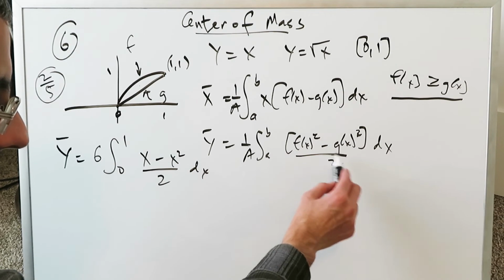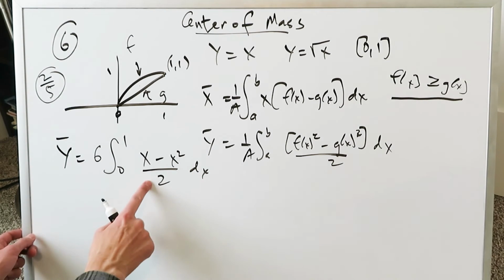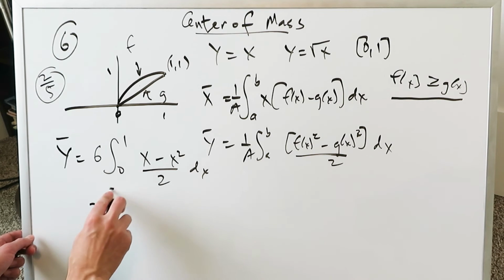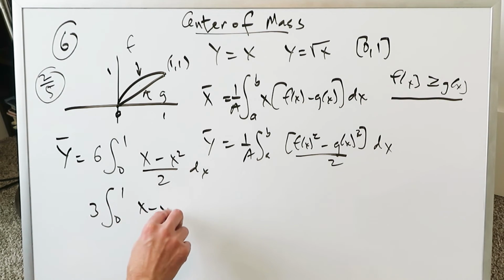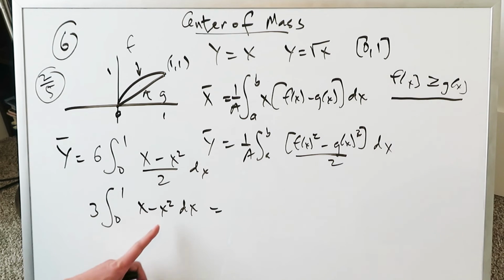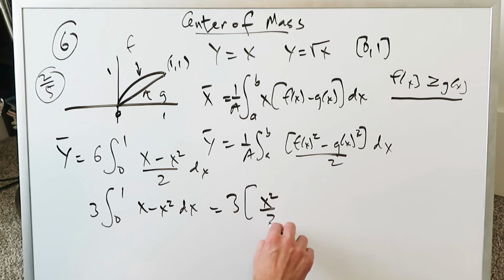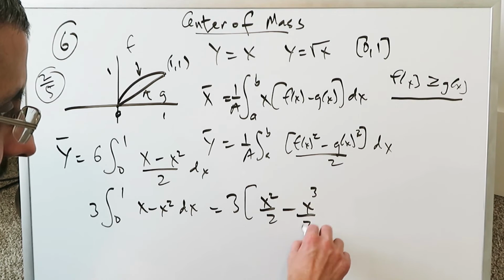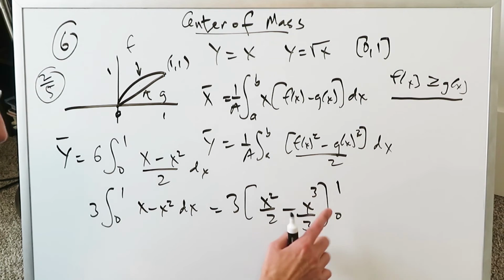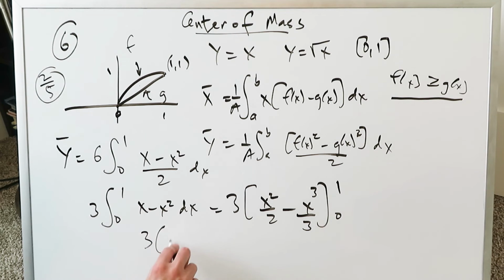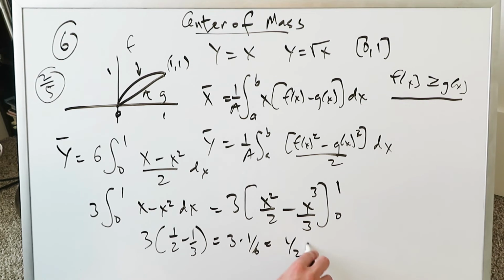X squared, well, you have this 2 in the bottom. Don't forget this 2 divided by 2. This divided by 2 can come out here and make that 3. You're looking here from 0 to 1, x minus x squared dx. Now this is not hard. You have 3 times x squared over 2 minus x cubed over 3, from 1 and 0. Because of the nature of these limits, they're so easy, you're really looking at 3 times 1 over 2 minus 1 over 3. A half minus a third is a sixth. 3 times 1 over 6, which is 1 over 2.